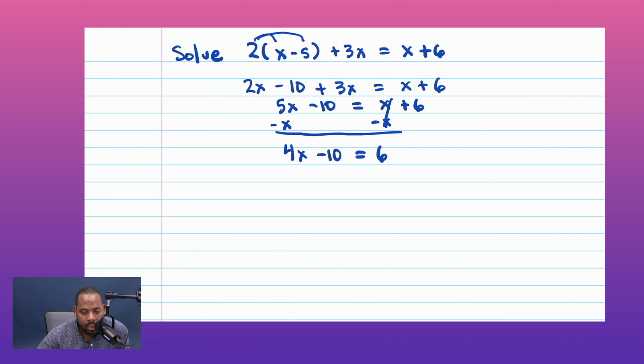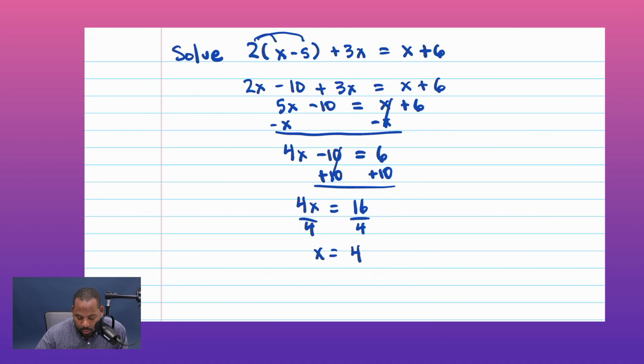Let's isolate our constant, put our constants on the right side, add 10 to both sides. Those cancel out. 4x is now equal to 16. Now we divide by 4. x must be 4. And so there we have it. Let's do one more.